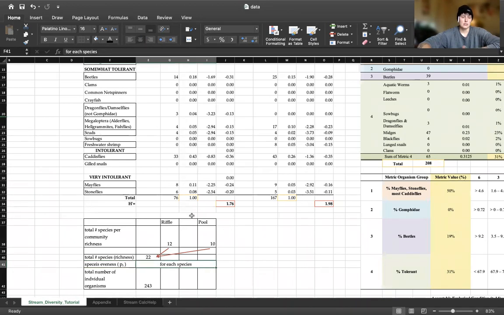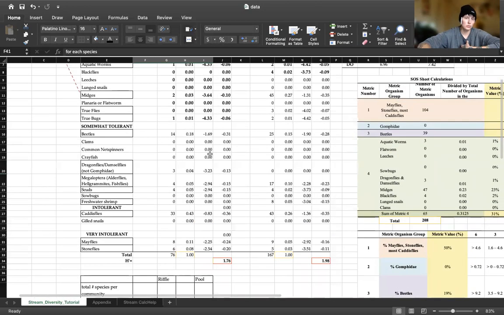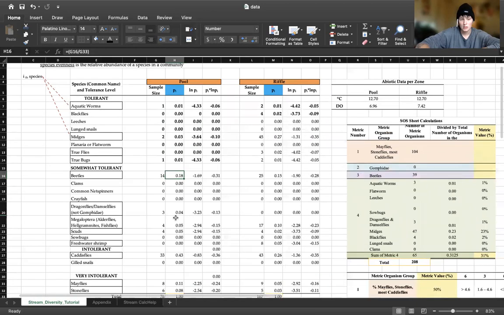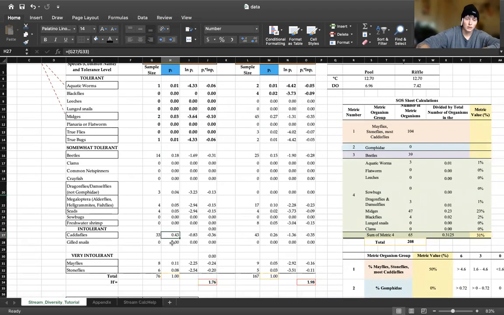The species evenness, if you want to report different values for evenness or P sub I, you can look at this column and report where it equaled 0, or where the P sub I was higher than other species. Like here in the pool, the proportion of caddisflies was 0.43 versus the majority of them under 0.18, which was the next highest. Stuff like that for species evenness.